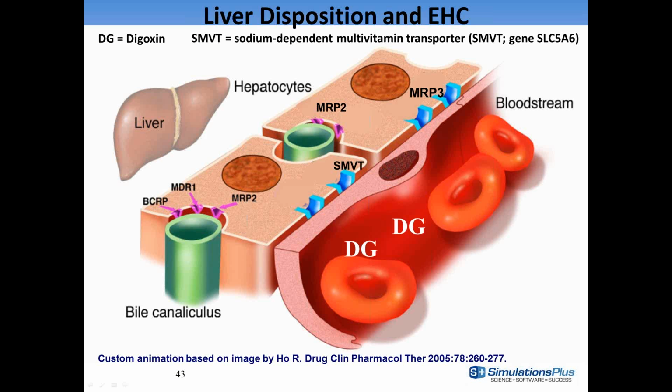In the liver, the digoxin is coming in through the portal vein and is taken up both passively and also actively via this sodium-dependent multivitamin transporter. I've got the references for all of these, so if you're interested, just email me and I can give you more info. Once inside the hepatocyte, the MRP2 and MRP3 processes govern how much goes out in either direction.